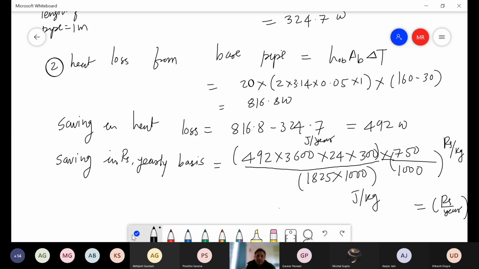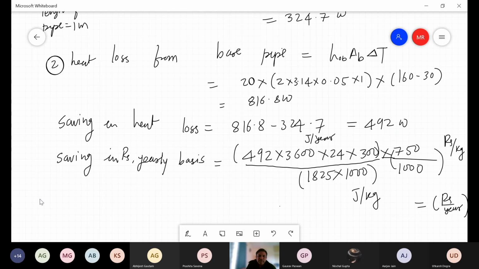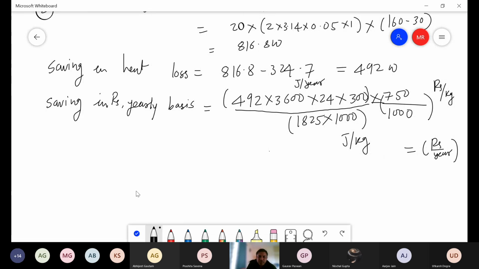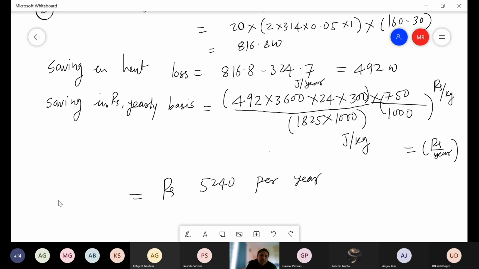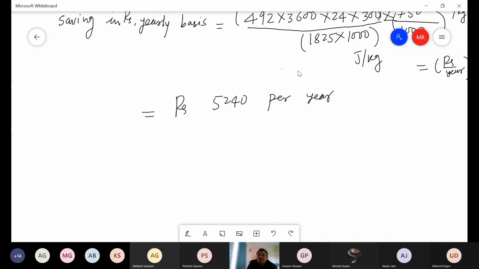If I calculate the values mathematically, what are we going to get? The value comes out to be rupees 5240 per year, isn't it? This is what we are going to get. Now let's calculate the cost of the insulation. This is the saving I am going to have per year because of the insulation which I have added.